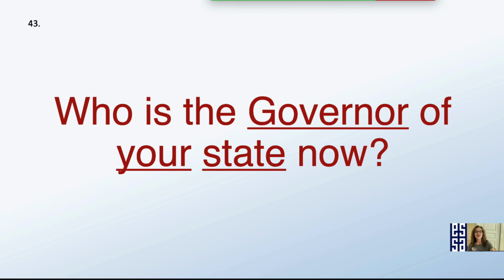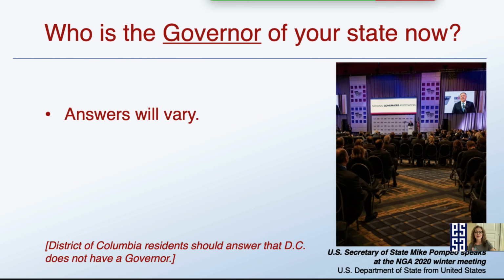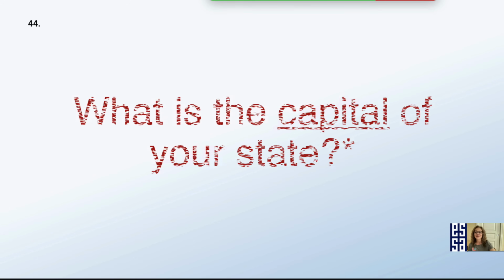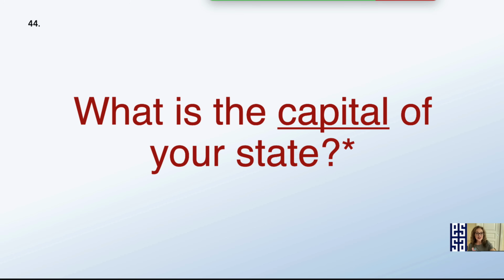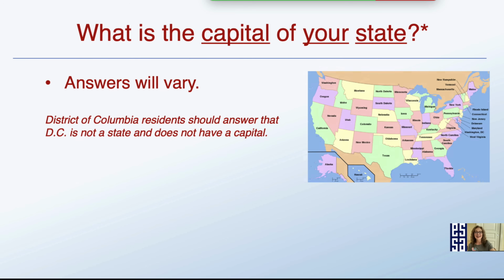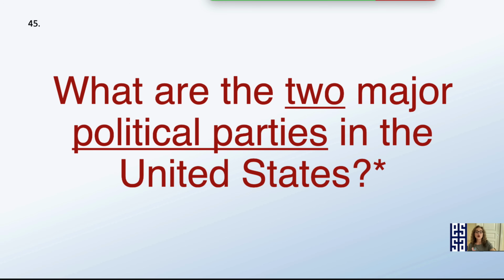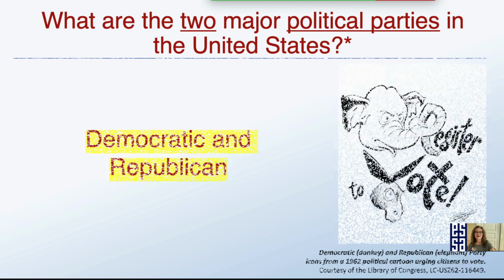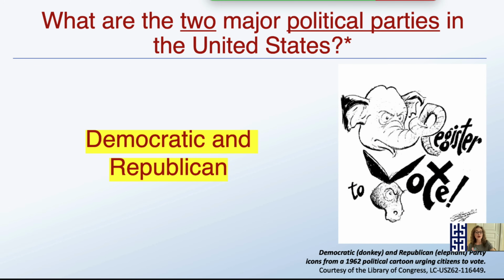Who is the governor of your state now? Another tricky one. That depends where you live, which state you live in. What is the capital of your state? One more state question. Answers will vary here, of course. What are the two major political parties in the United States? Democratic and Republican.